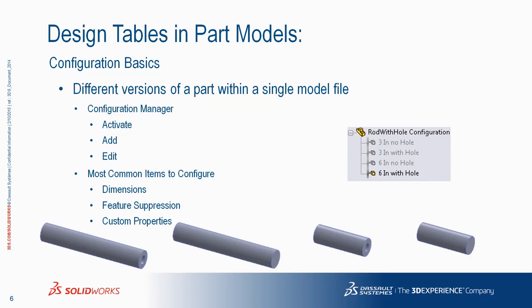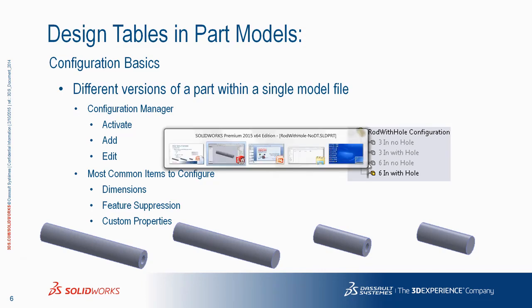So first thing we'll talk about, like I said, we're going to start with the basics here, the configuration basics. Configurations are different versions of a part within a single part file. We have a ConfigurationManager, where we can activate, add, and edit different configurations. The most common items that we're going to configure are dimensions, feature suppression, custom properties, and material. Those are the common things that we're going to work with inside of there.